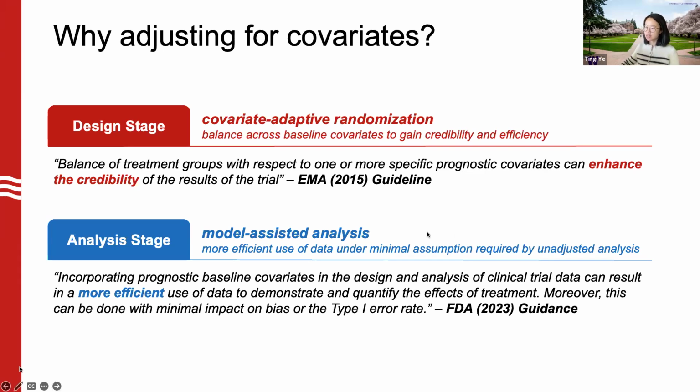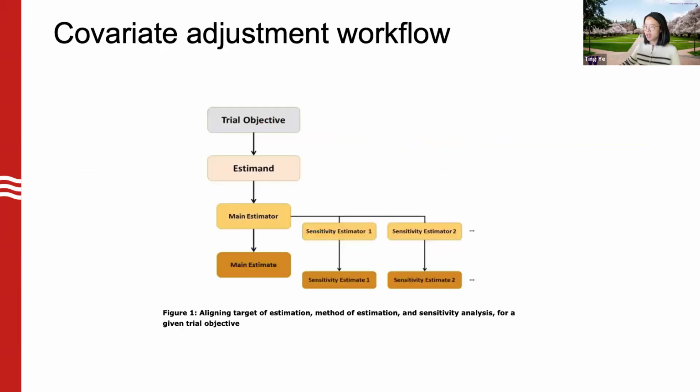And covariate adjustment also happens in the analysis stage. And in the analysis stage, we consider model-assisted analysis, which leads to more efficient use of data under minimal assumptions required by the unadjusted analysis. And in the talk, I'll mostly focus on how we do analysis in the analysis stage, but we will keep in mind that we usually also have done covariate adjustment in the design stage by covariate-adaptive randomization. And before diving in, I'll just talk about what my covariate adjustment workflow is.